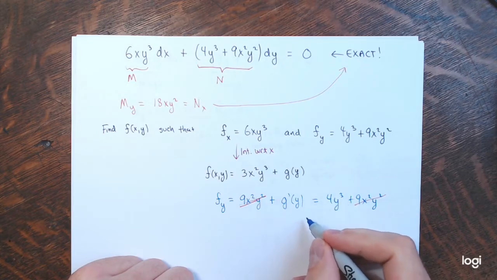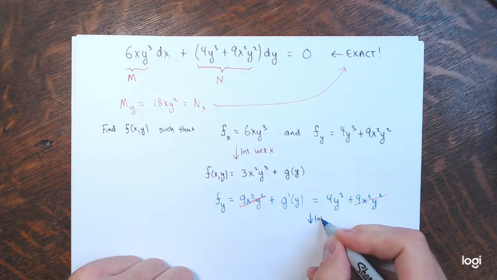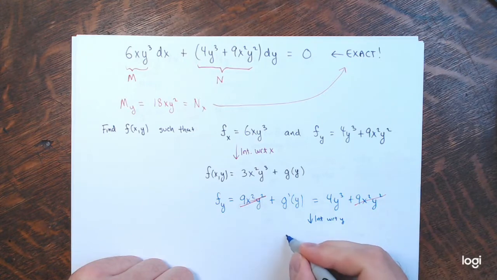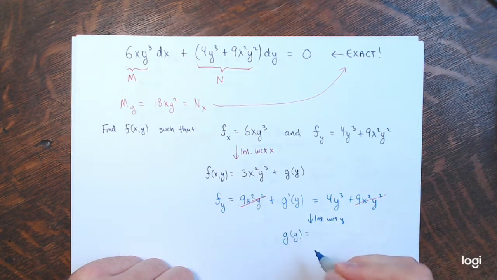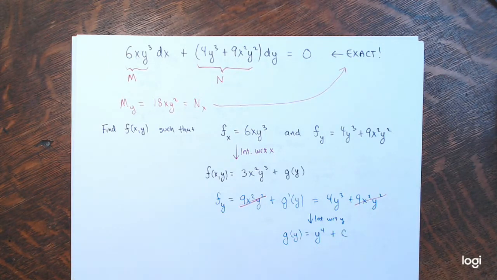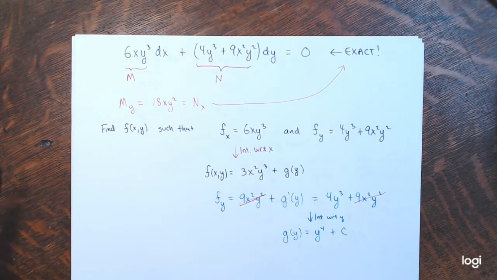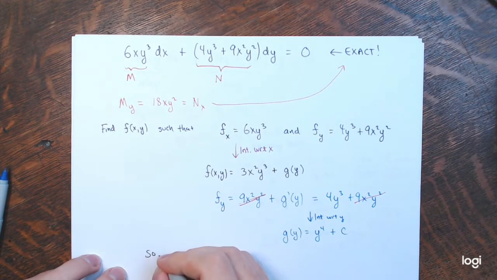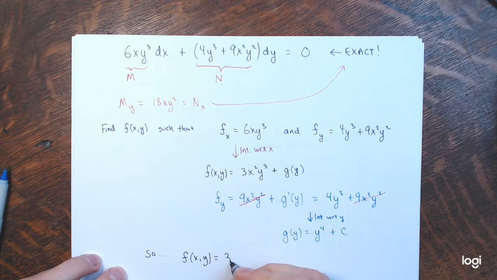And then I integrate with respect to y and get g of y must then be y to the fourth, plus some constant. But the constant this time is just some number. It's a function of only y. And then pop that back in here. So the form that f takes, f of xy must be of the form 3x squared y cubed plus, and then g of y is y to the fourth, plus some constant.